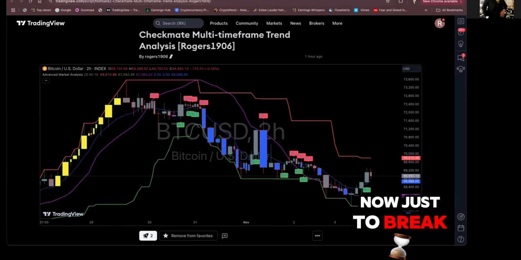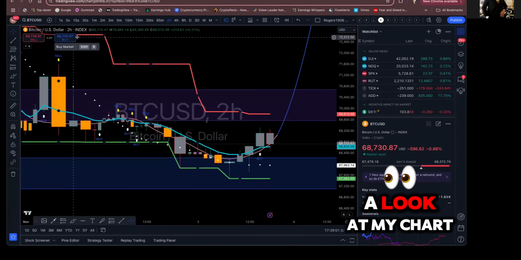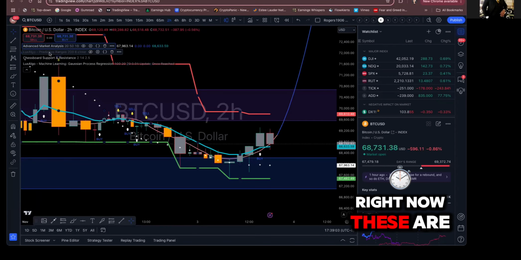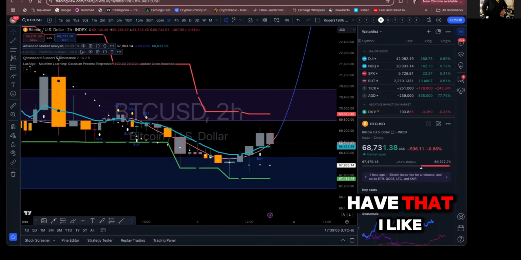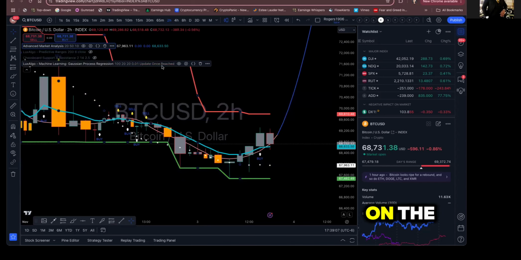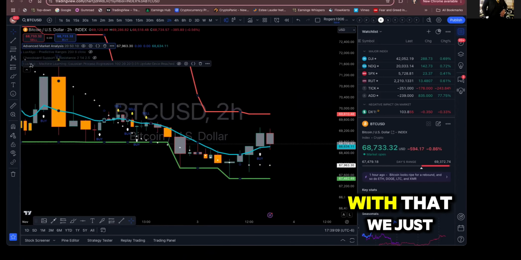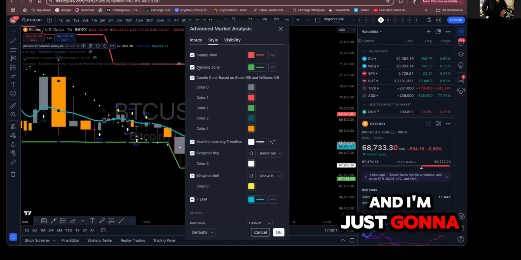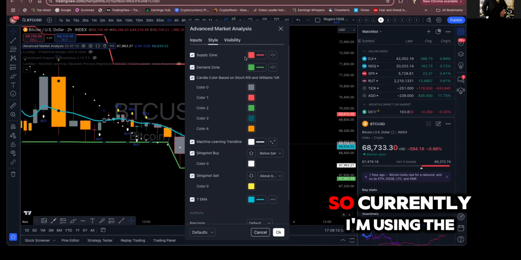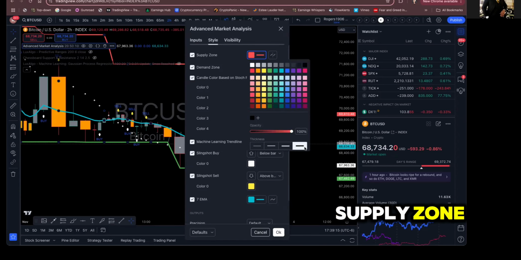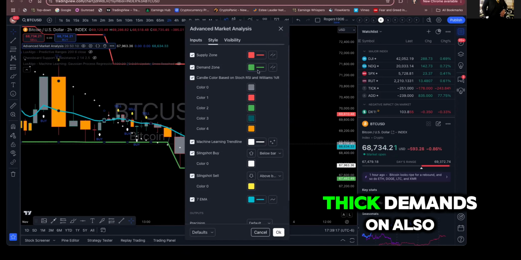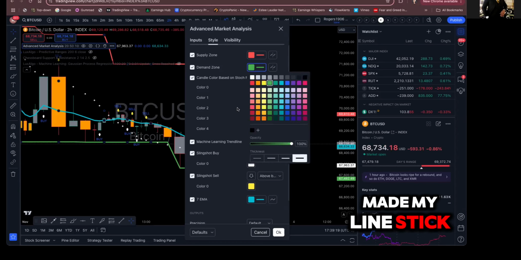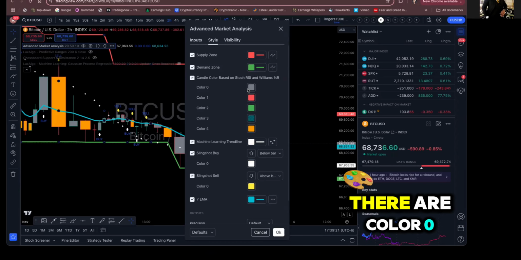Now, just to break it down for you, let's go take a look at my chart right now. These are the indicators that I like to use, but we're only going to focus on the first one here that we just broke down, and I'm just going to show you the settings, right? All right, so currently I'm using the supply zone. I made my lines thick. Demand zone, also made my lines thick on that, kept that red and green. There are color 0 all the way to color 4, as I previously mentioned.